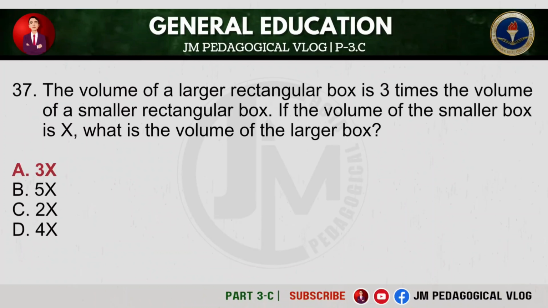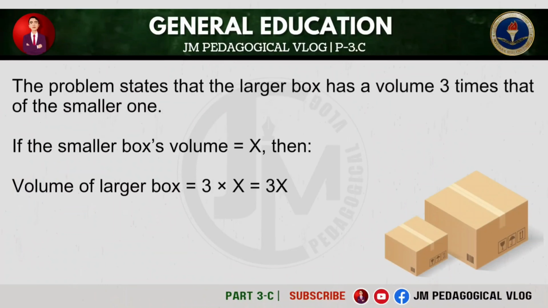A. 3x. The problem states that the larger box has a volume 3 times that of the smaller one. If the smaller box's volume is x, then the volume of the larger box is 3 times x, which equals 3x.